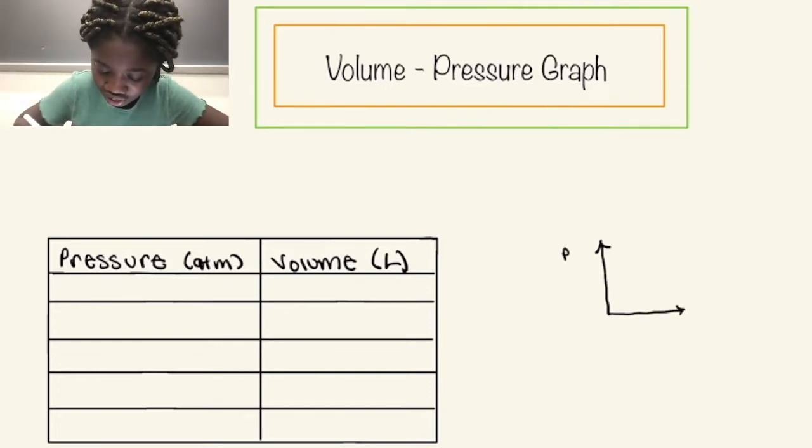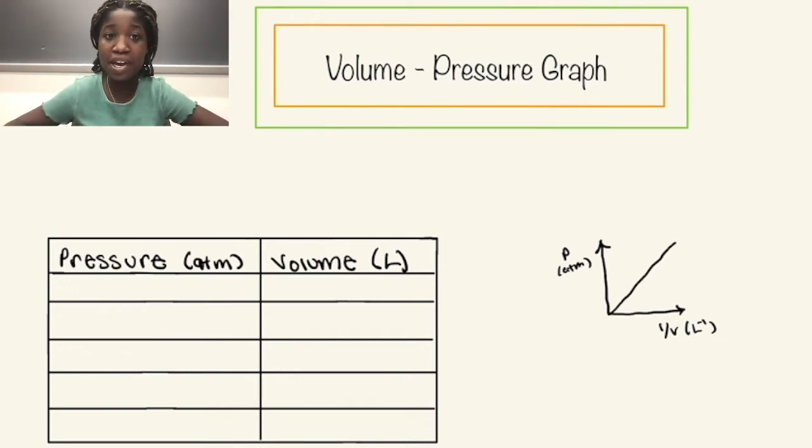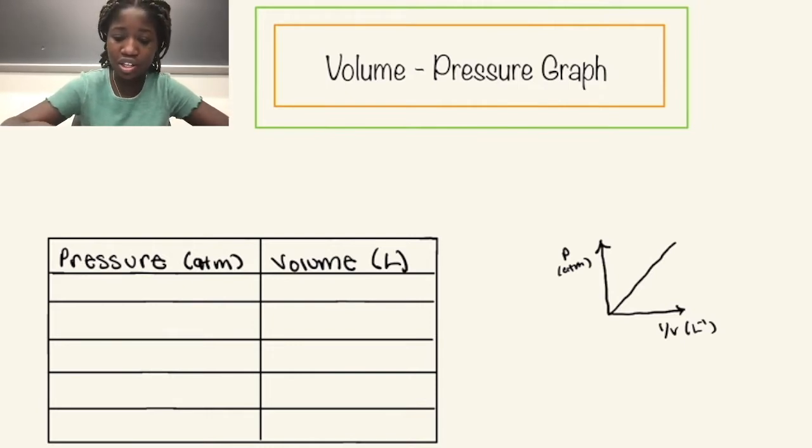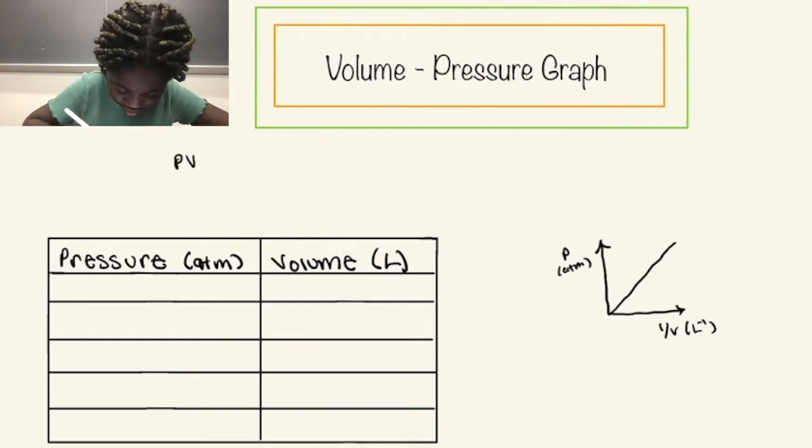We have our axes, and this graph was a straight line through the origin. However, today you're being asked to draw a volume pressure graph. And to do this, let's first look back at our ideal gas law equation, PV equals nRT.